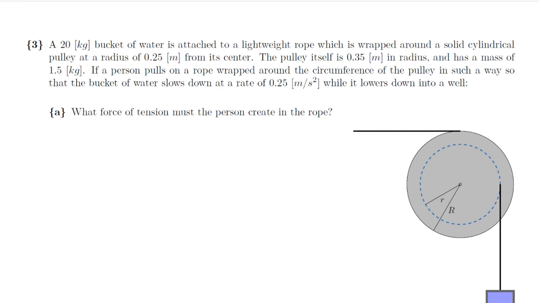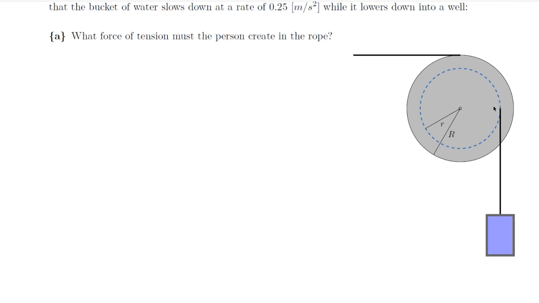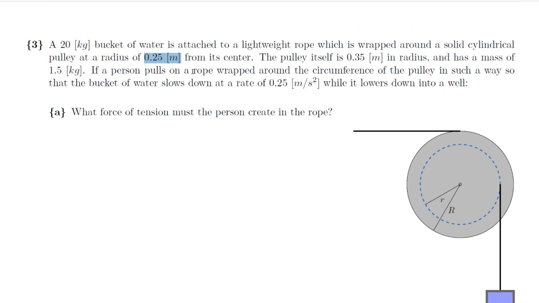I tell you the pulley itself has a larger radius than where the rope is actually attached, which is why the diagram is like this. So at a smaller radius of 0.25 meters, the rope is attached there with the bucket, and the whole pulley itself is actually 0.35 meters to its edge. Now, I give you the radius of the pulley and also the mass of the pulley. If a person pulls on the rope wrapped around the circumference of the pulley, meaning the very edge of the pulley, so that's this rope here, in such a way that the bucket of water slows down at a given rate of 0.25 meters per second squared.